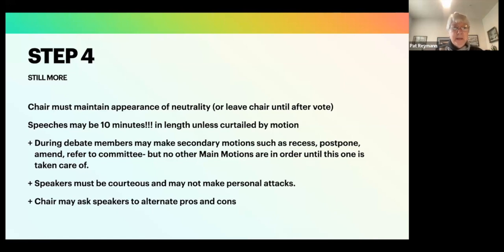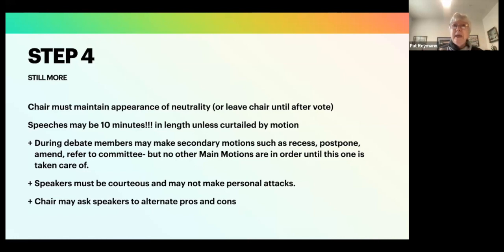Okay, now during debate, members may make secondary motions such as recess, postpone, amend, refer to committee, but no other main motions are in order until this one is taken care of. So you've got a main motion on a particular topic. You can have these secondary motions that I've listed here because they help you deal with the main motion. They don't bring in anything new, but you don't have two topics going at the same time.